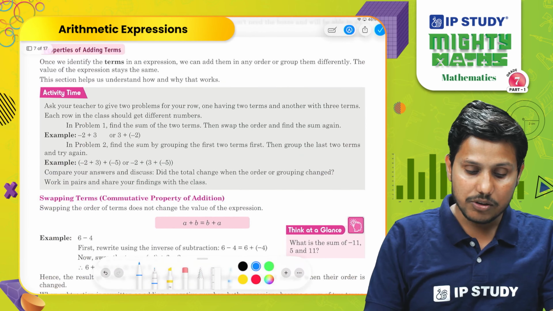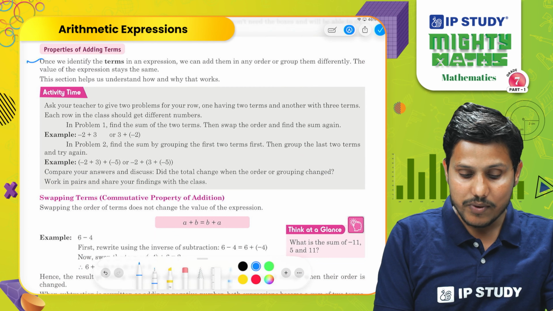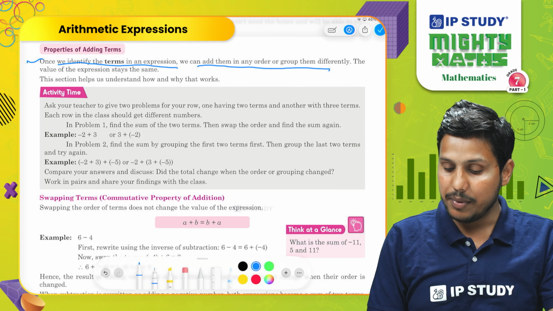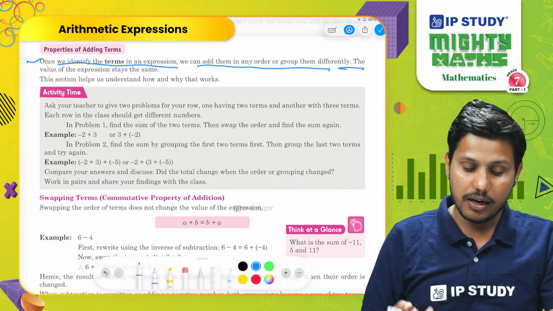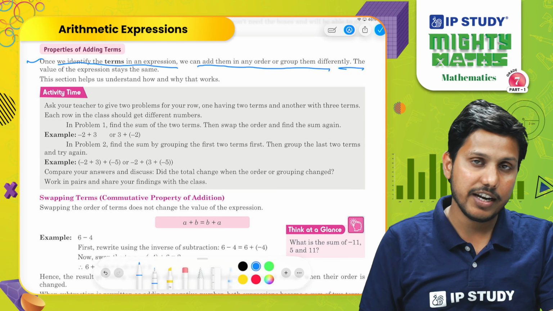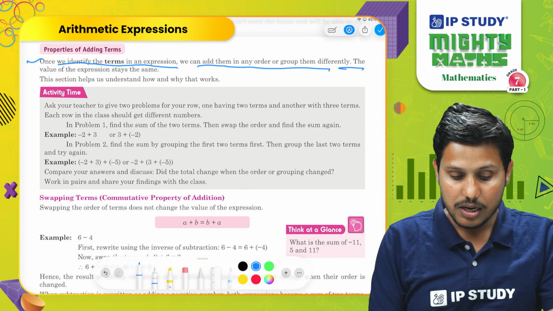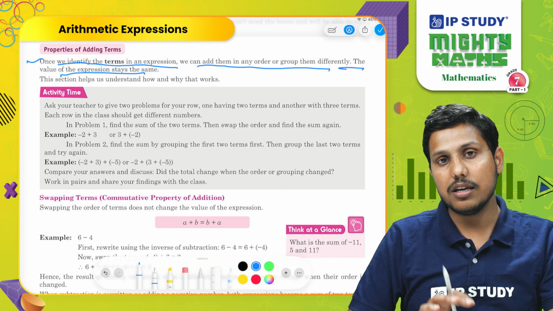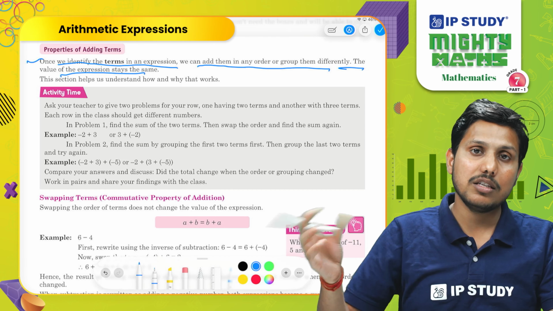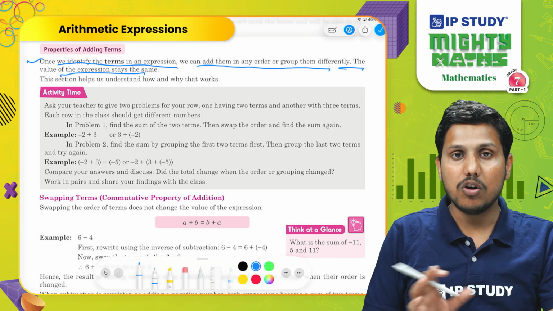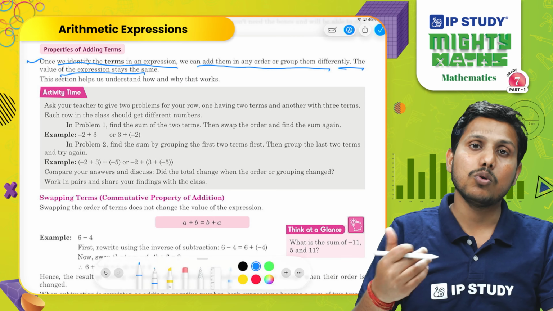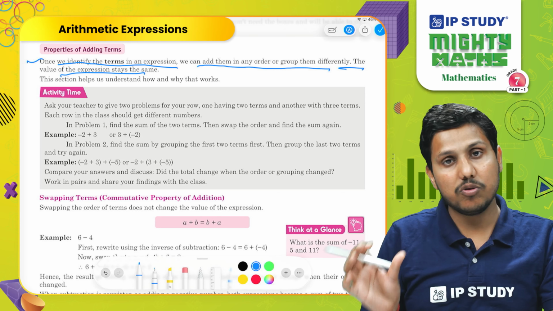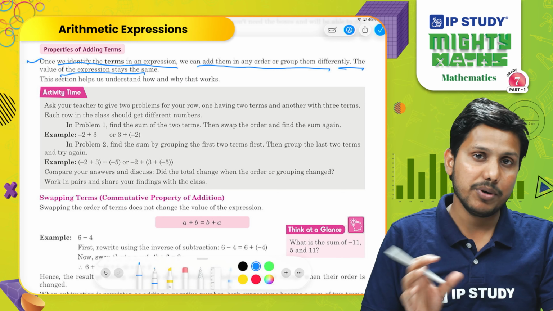Now, properties of adding terms. Once we identify the terms in an expression, we can add them in any order or group them differently. The value of the expression stays the same. If we have identified the terms and we solve the first term first or the last term first, it doesn't matter. We can solve them in any way. We just need to follow the rules that each term will be solved individually or the bracket will be solved first. Then we can apply the operation as we want.